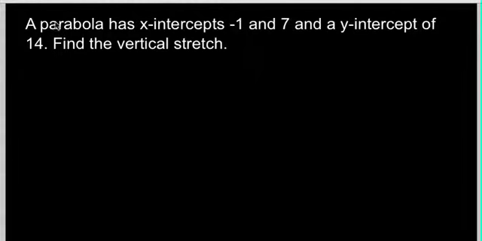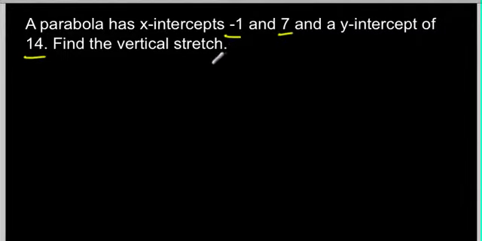So in this video, we're going to figure out the equation of a parabola using not only the x-intercepts, but a totally different point. So let's do that with an example. Right here, a parabola has the x-intercepts -1 and 7 and a y-intercept of 14.